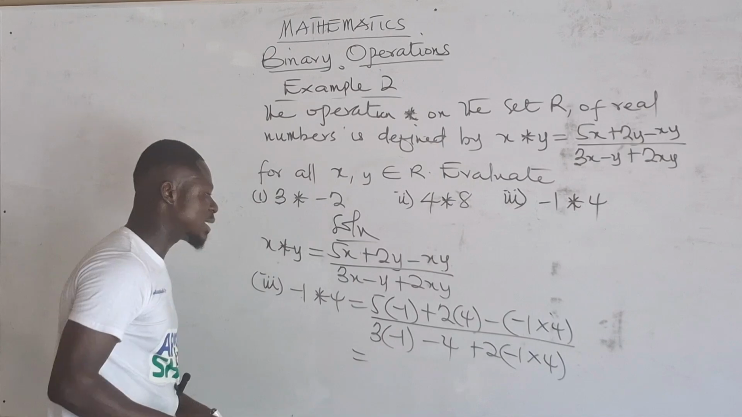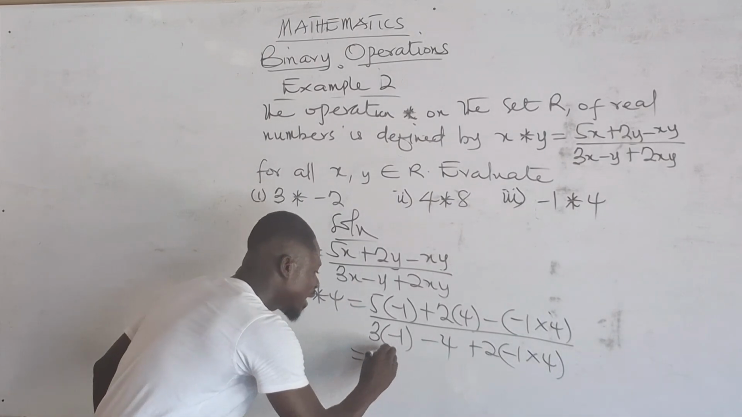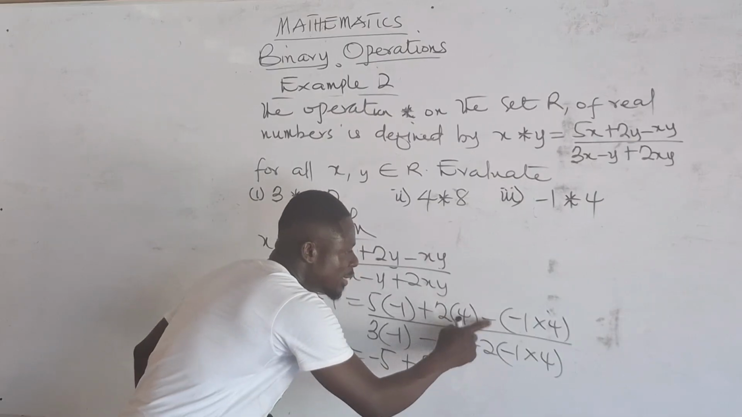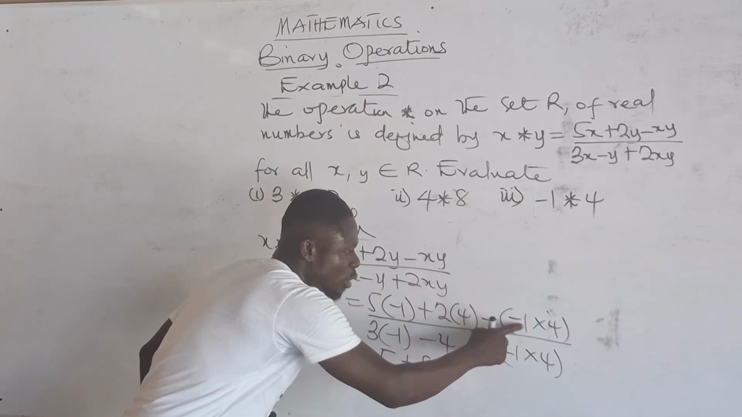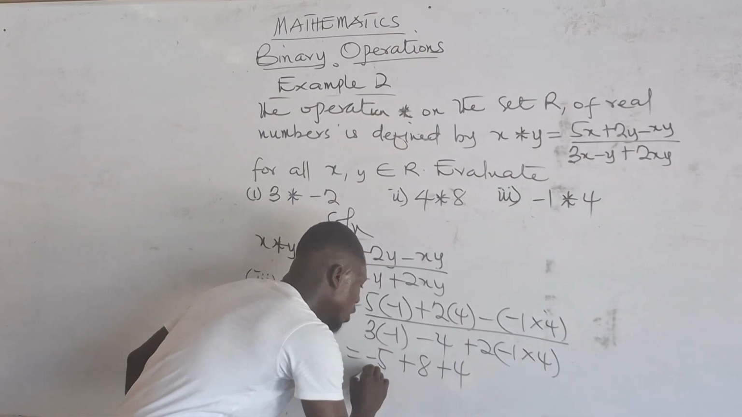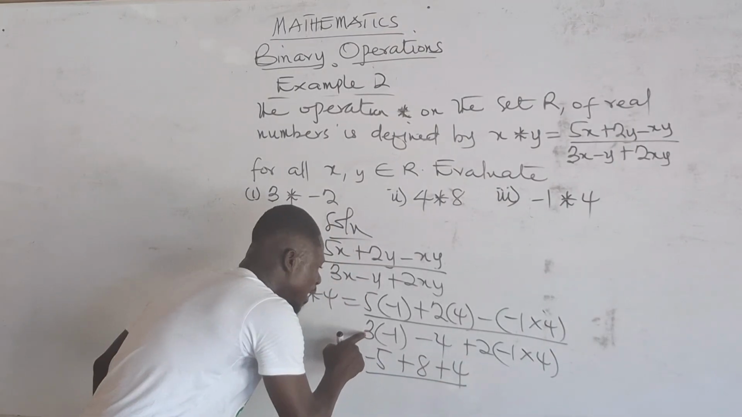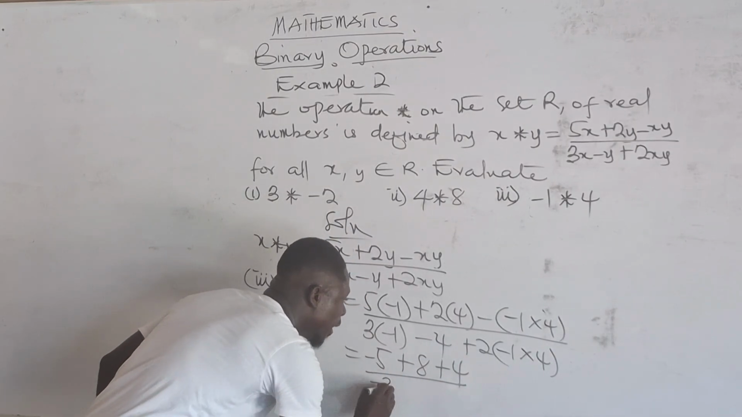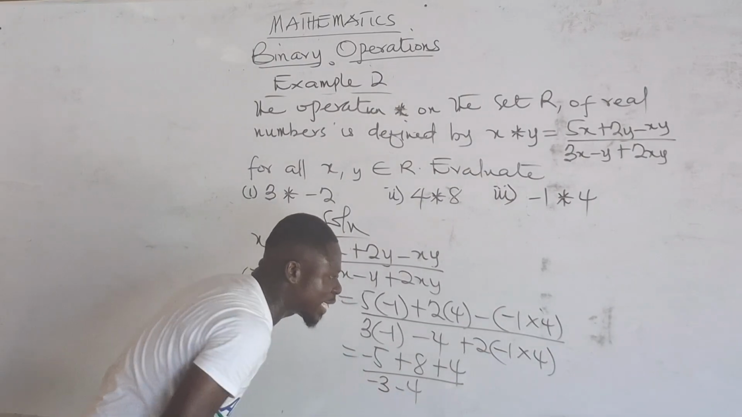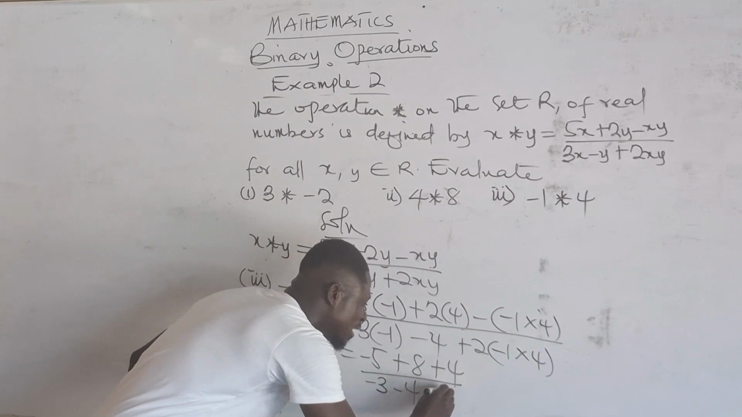So what it means is that multiplying this will be negative 5 plus 2 by 4 will be 8. Negative 1 multiplying 4 will be negative 4. Because of this, it will be plus 4. Over, multiplying 3 by negative 1 will be negative 3 minus 4. Multiplying this by this will be negative 2. By this will be negative 8.